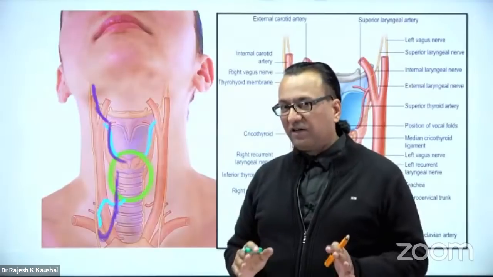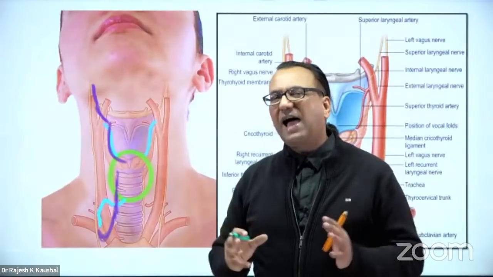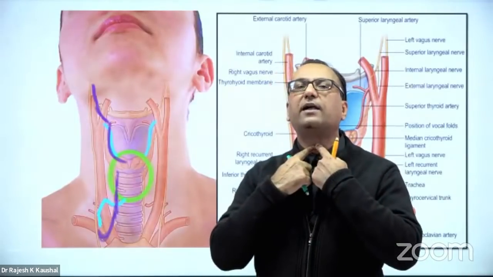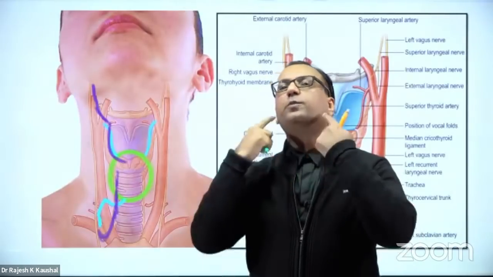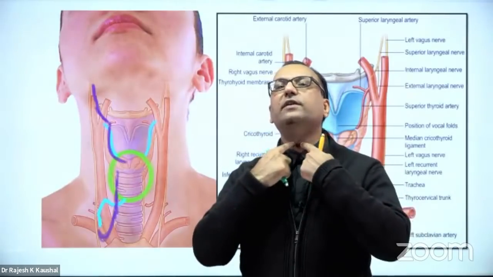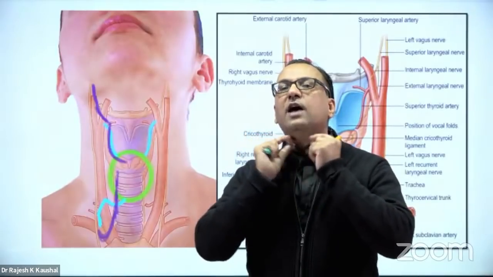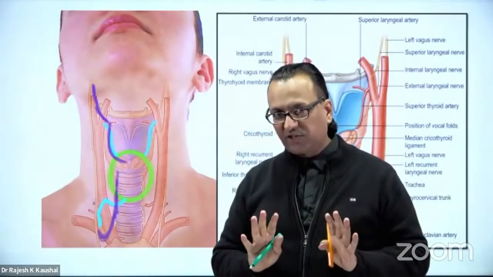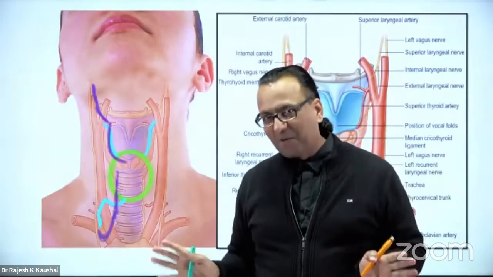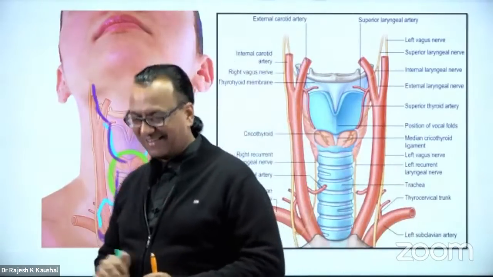And there, you have to ligate them as close as possible to the thyroid gland. Now, why should you ligate the superior thyroid artery and inferior thyroid artery as close as possible to the thyroid gland? I hand over this discussion to Dr. Pritesh now. Sir, please.